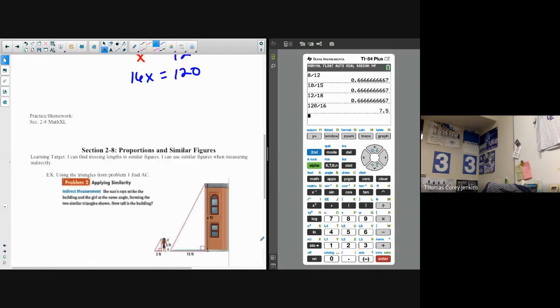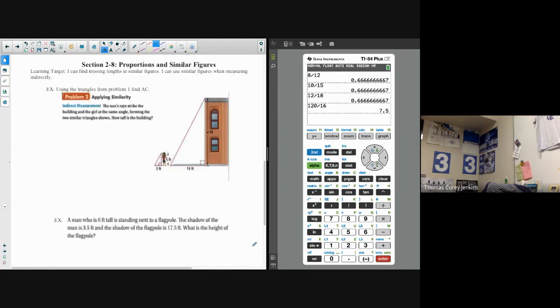All right, so moving on. This is a common type of problem you might see on a state test or some kind of similar test. It says the sun's rays strike the building and the girl at the same angle. That makes it understood that this is going to be a similar figure, forming the two similar triangles shown. How tall is the building? They've already put a variable on what we're trying to find. This would be the height of the building, the side of the triangle, if you will.